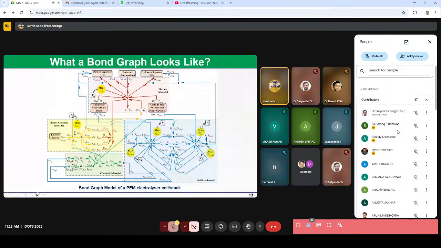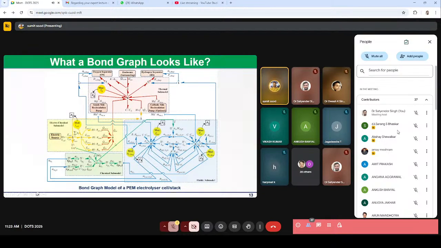So this is just a typical bond graph model of a PEM water electrolysis cell, the system that I showed you earlier. At this moment, if you see it, you may not be able to understand what is happening here, but I want you to focus on certain things. Just focus on the definition of the bond graph.